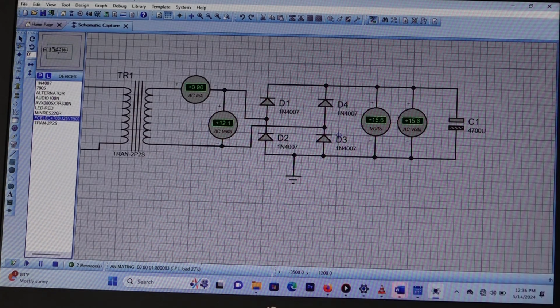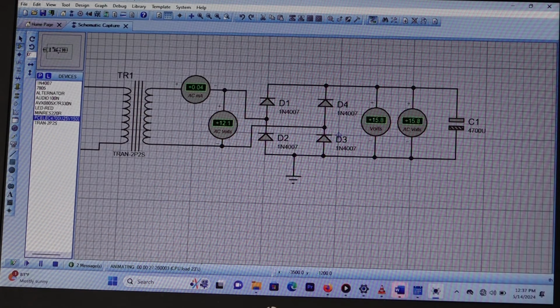Run the simulation. I think you see something different. Before, we measured the output voltage of the filter. So now, from the bridge rectifier, the output DC voltage is 15.8. The output root mean square voltage is 15.8. That's why I told you, in electronics, we design step by step.